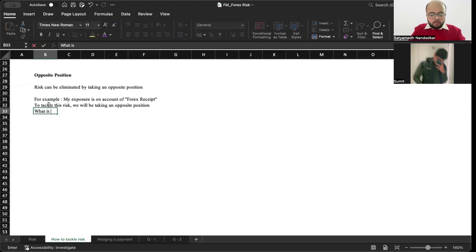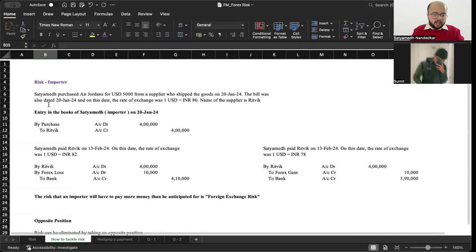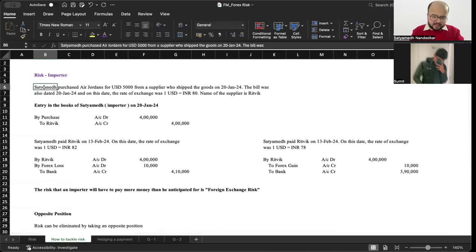And what can be the opposite of a forex receipt? The opposite of forex receipt is forex payment. Okay, now pay attention. This is the transaction, exactly as before, we'll note it down.